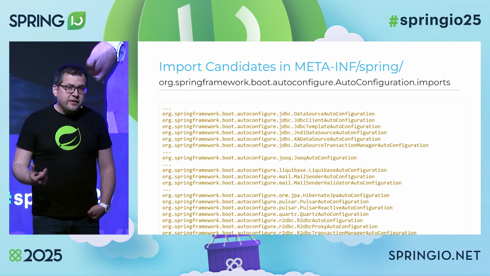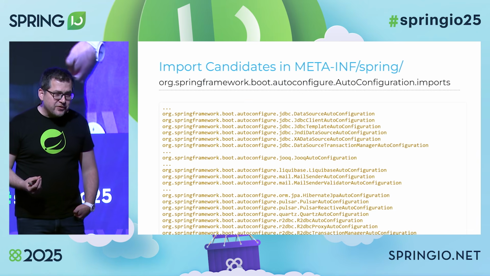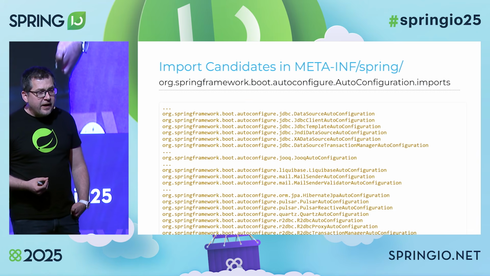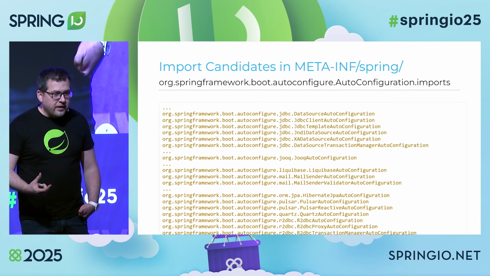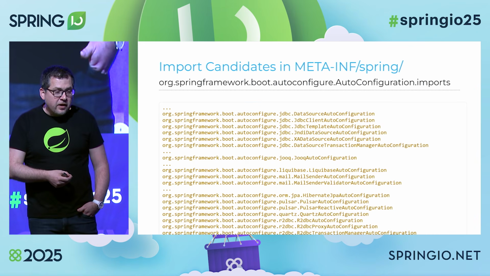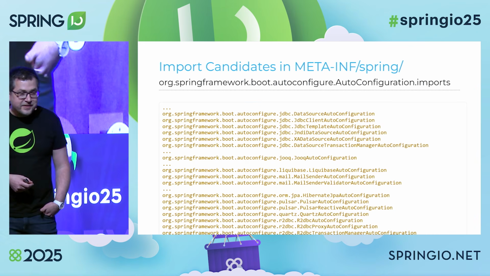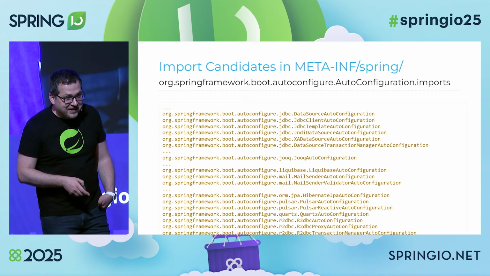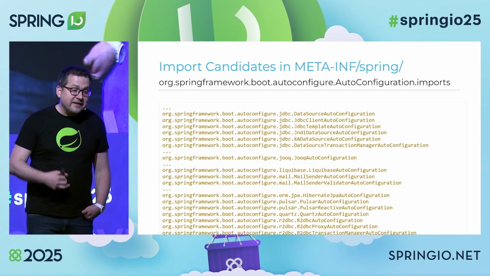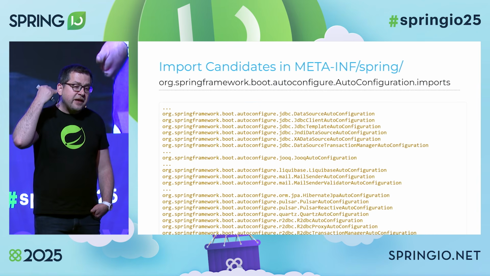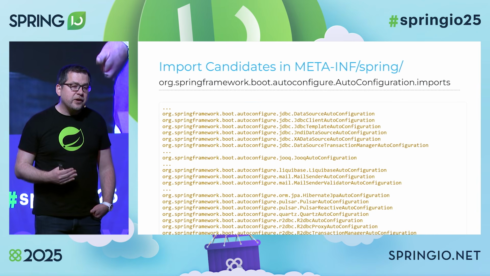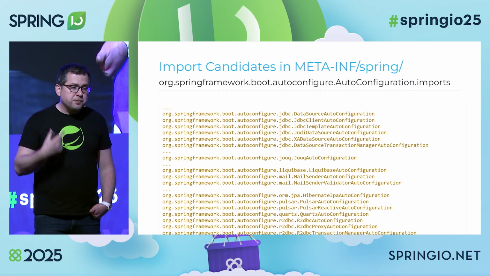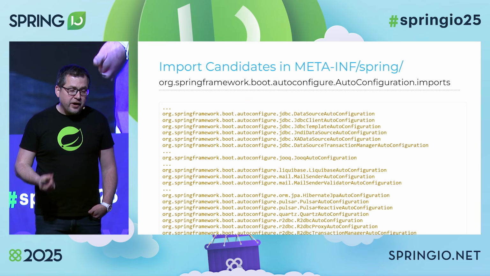To make sure that the auto-configuration gets registered, there is a specific file which has quite a long name, and I just call it AutoConfiguration.imports here, because otherwise it would be a tongue twister for me, right? But you see it on the slides. And this file contains all of the auto-configuration classes which are in the Spring Boot auto-configure jar file.